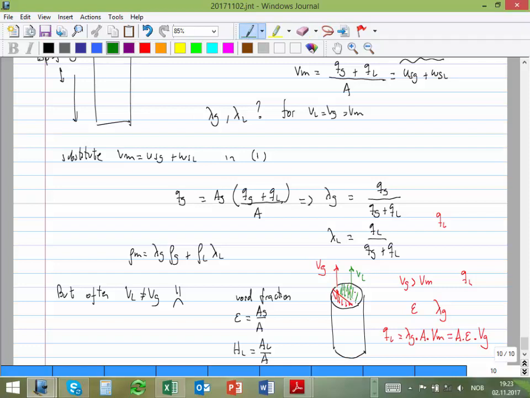Which makes sense, because the gas goes quicker and doesn't need all of that big space to flow in the tubing. It can flow through a much smaller area. And the same thing happens with the liquid: because it goes slower, it just occupies the whole space. Is that clear? So in that case, epsilon is smaller than lambda G. And if the liquid goes quicker, which we are not sure exactly which condition that might be, then it's the opposite. So we introduce the void fraction, and this is the liquid holdup.